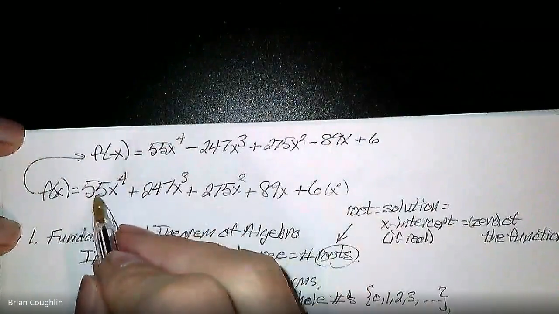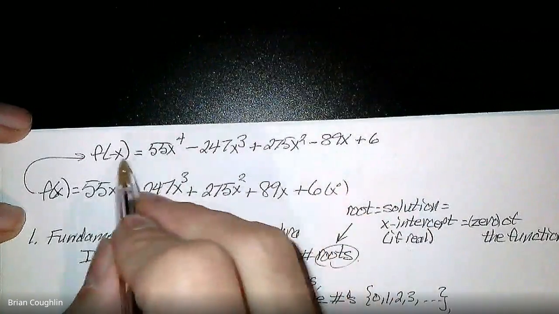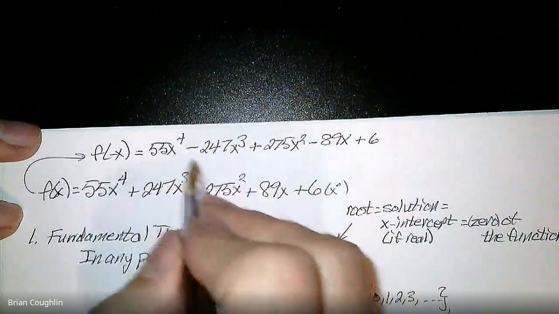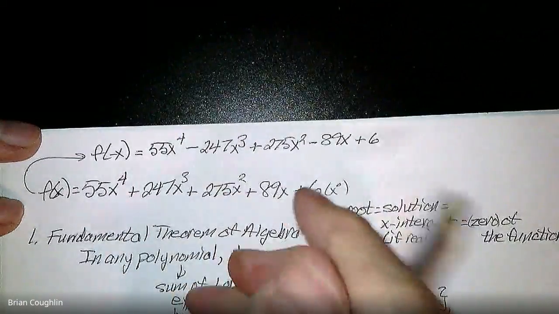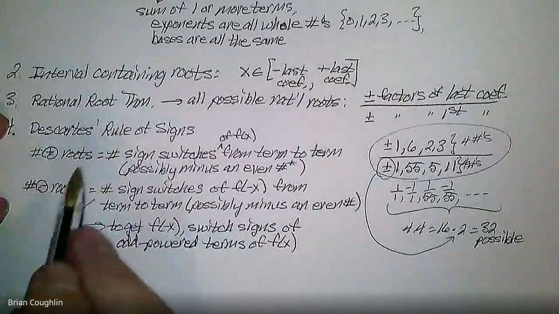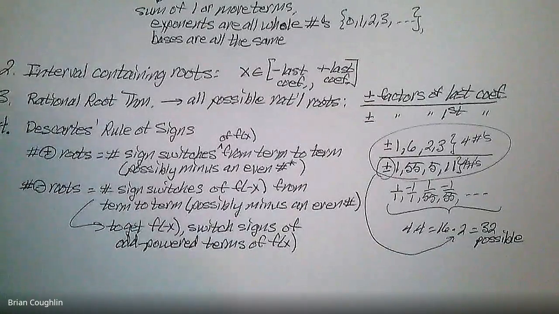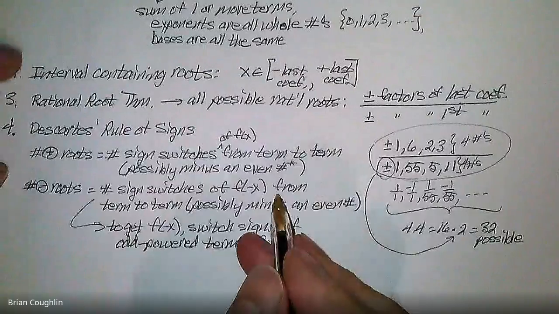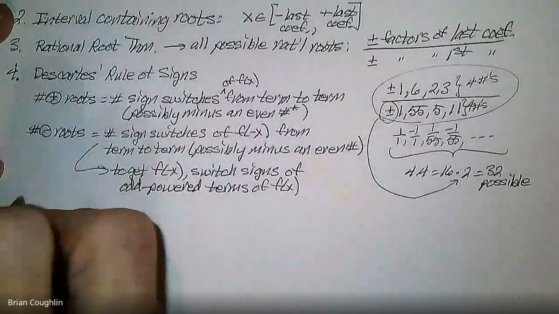So if you want a quick way to get f of negative x to check your negative number of sign switches, just change the odd-powered terms from positive to negative or negative to positive. Does that make sense? Okay, we'll get back to that in a bit. But way down here, Descartes discovered that the number of sign switches in the original thing gives you the number of positive roots. But it could be less than that by an even number. How come? Because of what's coming next.